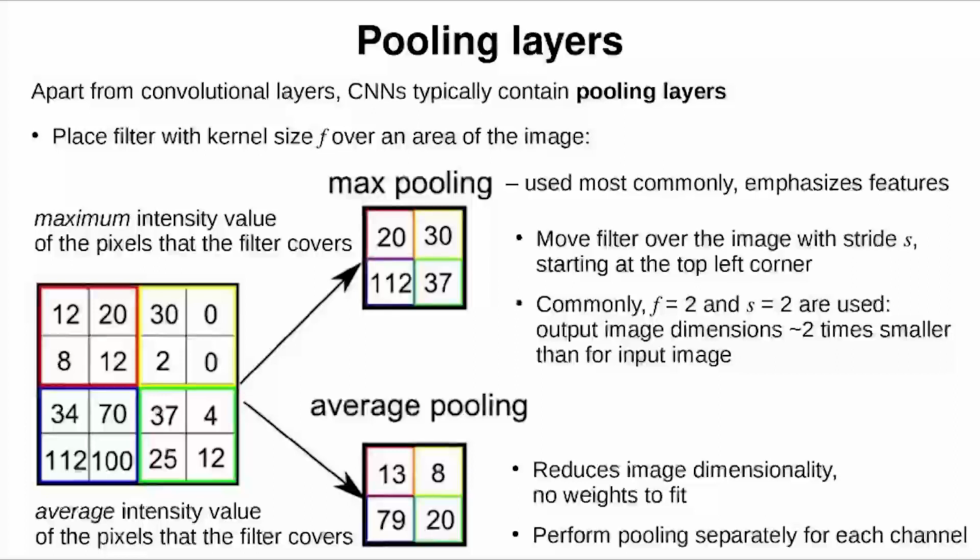The filter is then shifted over the image with a stride of S pixels. If the image has multiple channels, then pooling is performed separately for each channel.